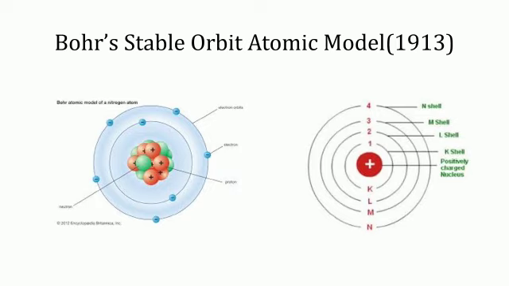Second, the energy of an electron is constant while it is in a particular orbit. It means when an electron is revolving in a particular orbit, its energy does not change.